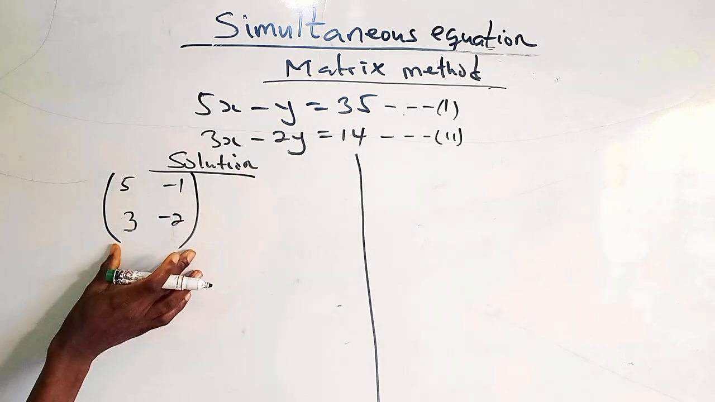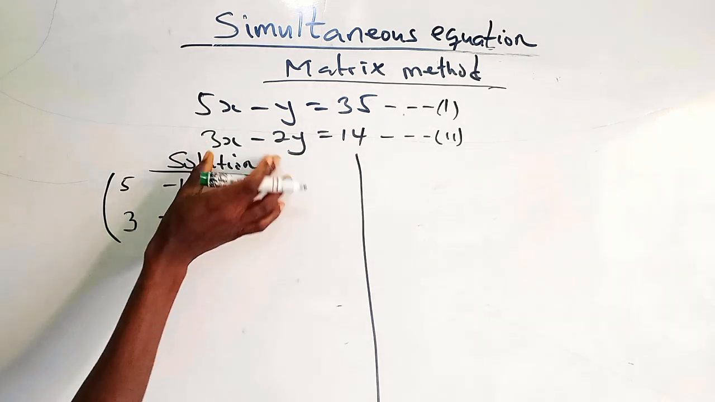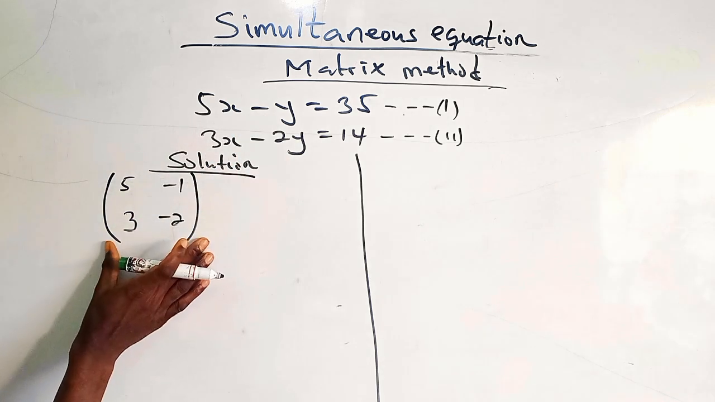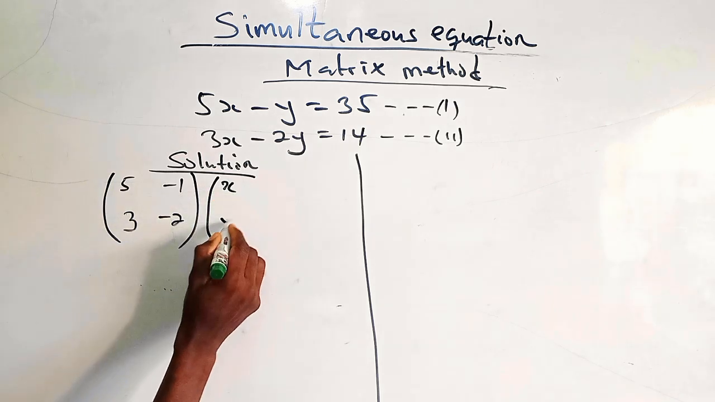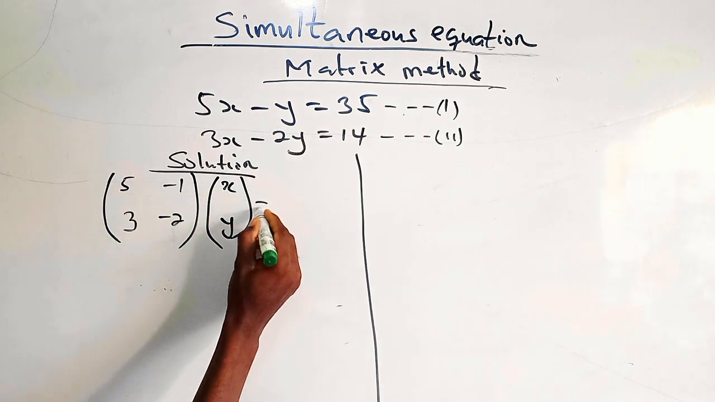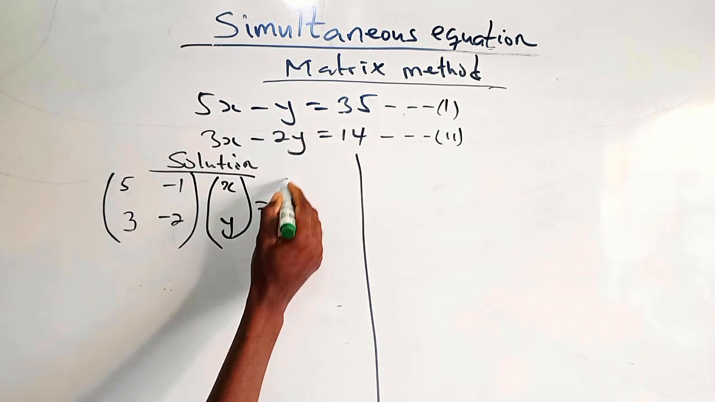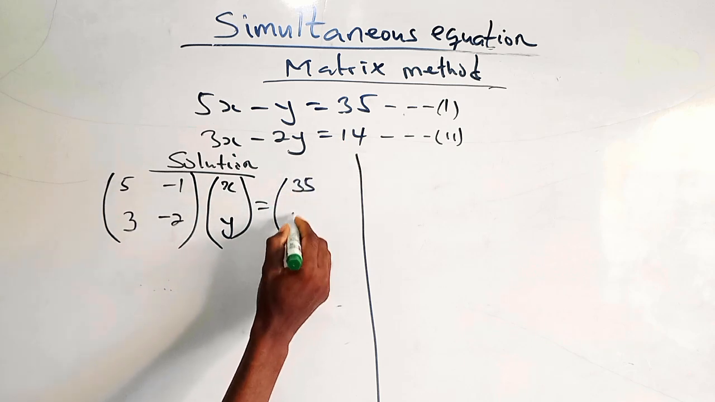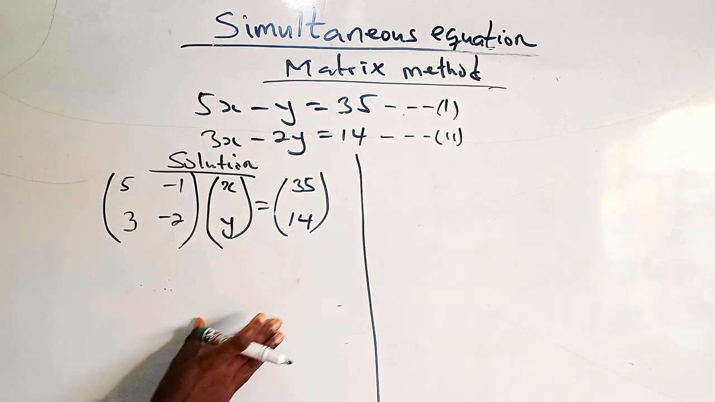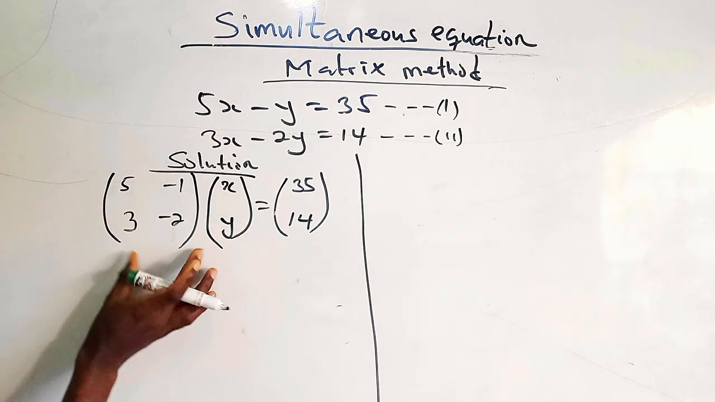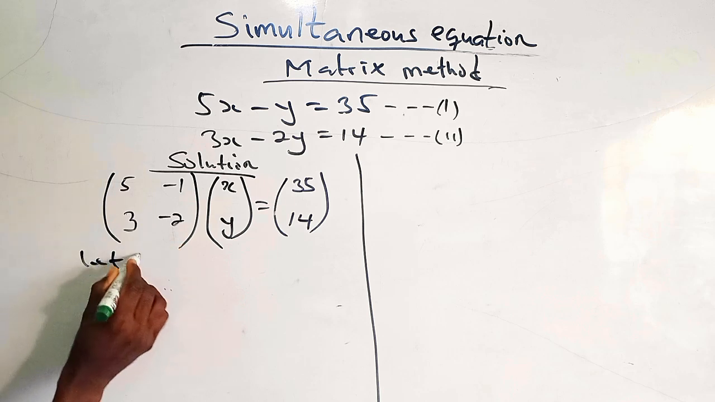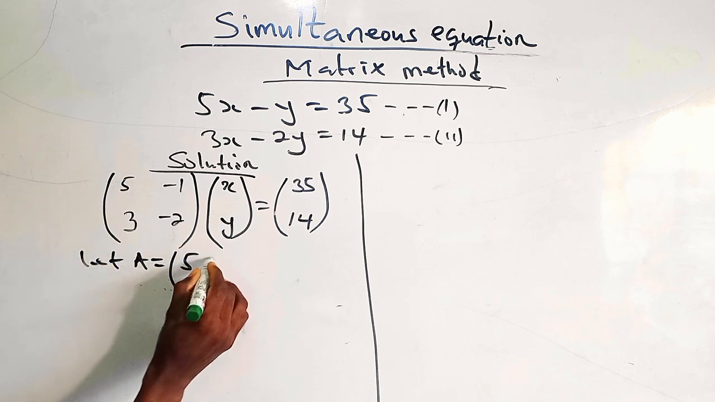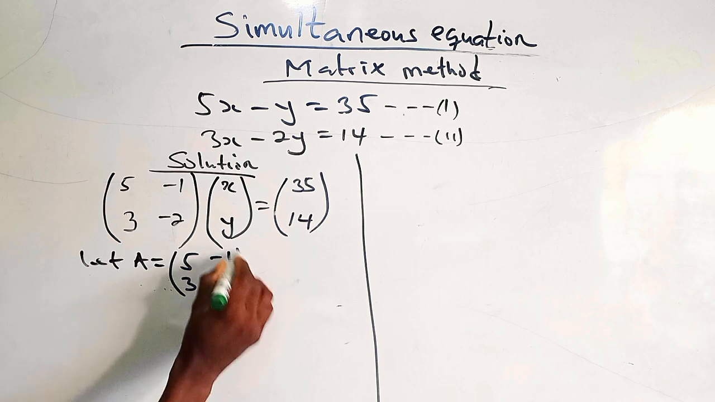So in the first bracket, we put in the coefficients of the two letters. The two variables we are working with are x and y, equals the result for the first one, which is 35, and the result for the second one, which is 14. The next thing we do is to look at this, which holds the coefficients. Let's call this matrix A. So let A equal 5, minus 1, 3 and minus 2.